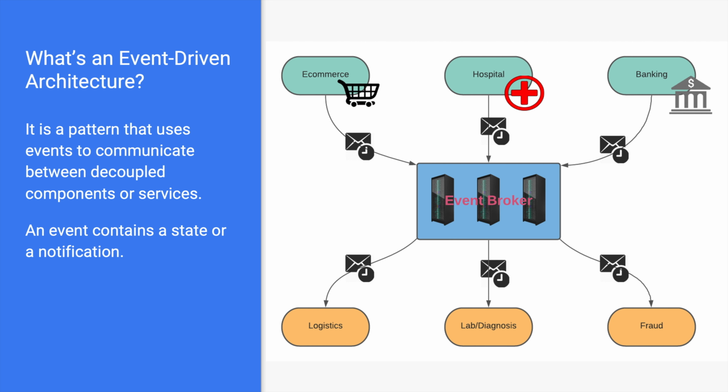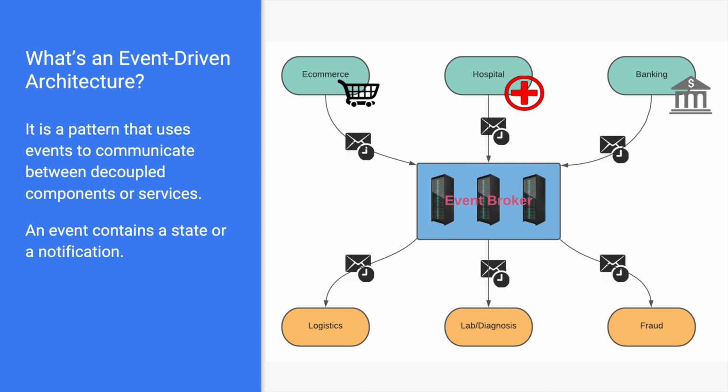Now, an event-driven architecture is an architectural paradigm that uses events to trigger and communicate between loosely coupled applications or services. These events will need to be published to an event broker platform and be sent over to consuming applications.